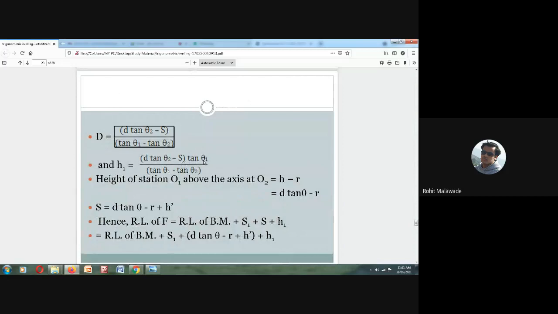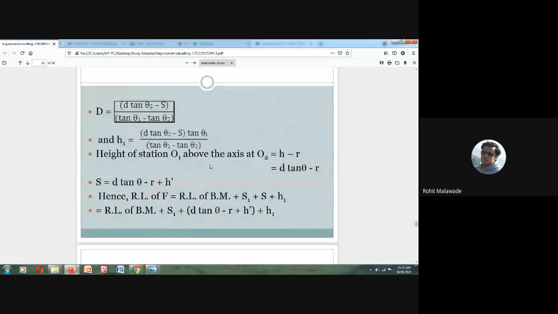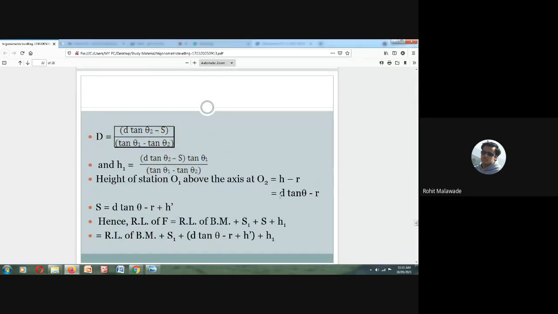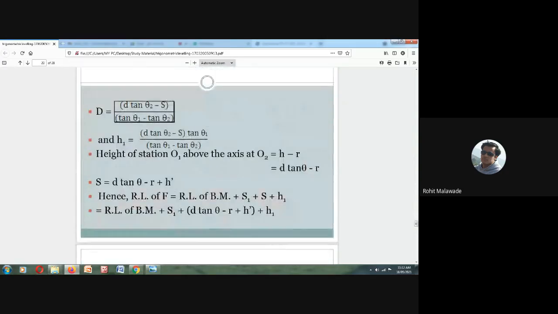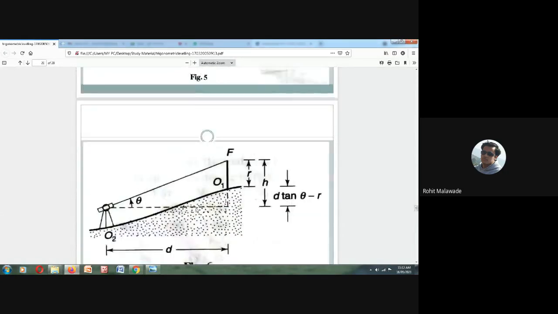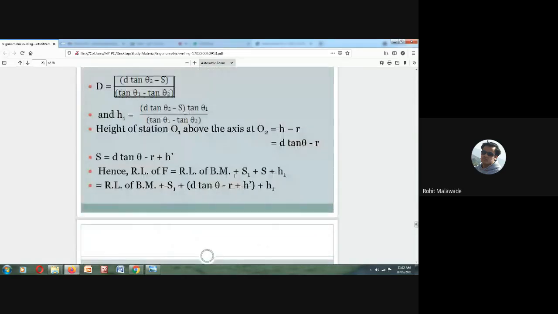D tan theta 2 minus S into tan theta 1 divided by tan theta 1 minus tan theta 2. So the angle theta 2 can be calculated, and the height of the station O1 above the axis O2 can be calculated by using the formula H is equal to D tan theta minus R. The height of station O1 can be calculated using D tan theta minus R.